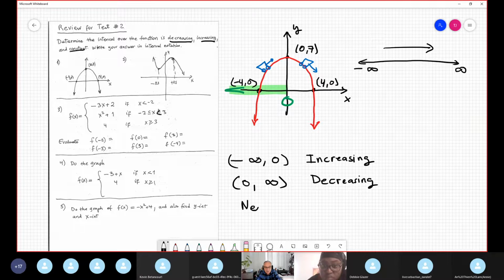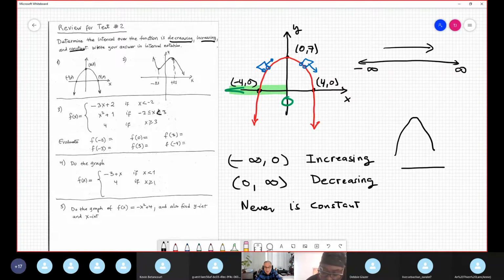And it is never constant. Because to be constant, in some interval the curve is flat, and it is never flat. It's increasing and after that decreasing.